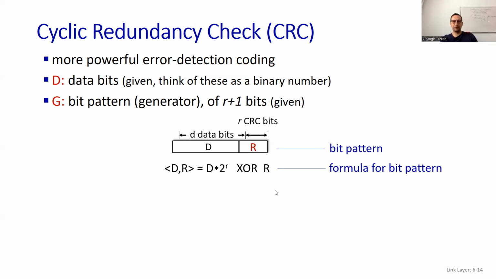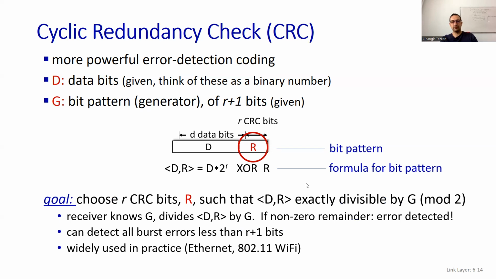Okay, here's a formula, but we will see a basic example here. So choose R CRC bits, capital R, such that the whole is exactly divisible by G modulo 2. The receiver knows G and divides DR by G. If there is a non-zero remainder, an error is detected. It can detect all burst errors of fewer than R+1 bits, and is widely used in practice, like in Ethernet or Wi-Fi protocols.